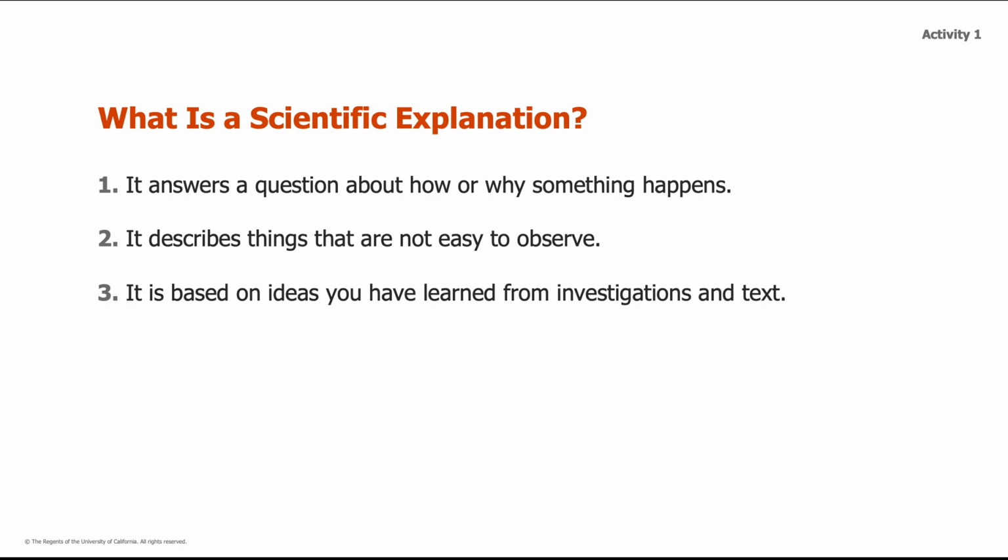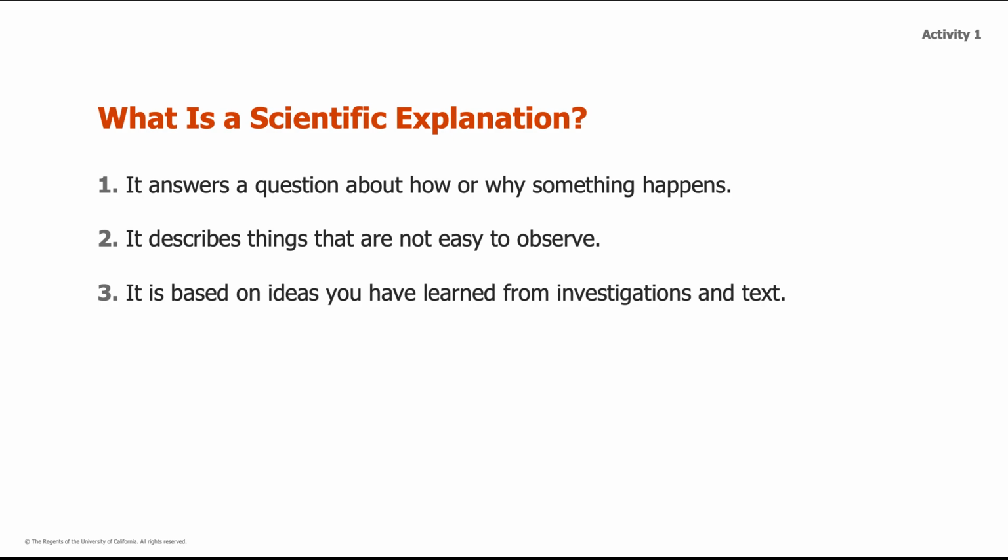So let's look specifically at the 3 guidelines. So what is a scientific explanation? 1, it answers a question about how or why something happens. So in this case, we're trying to figure out why snails with yellow shells are less likely to survive than the snails with banded shells.